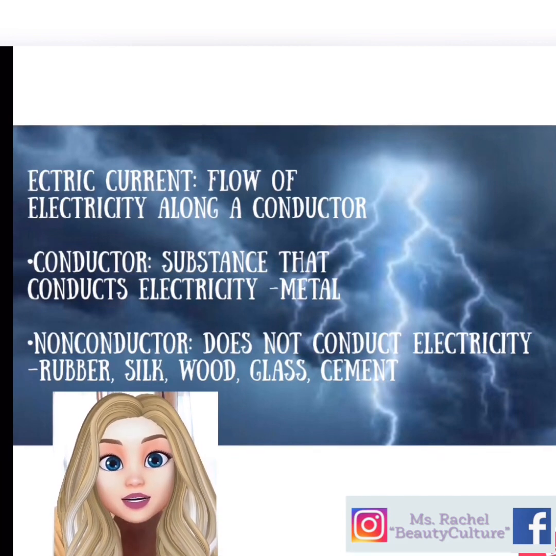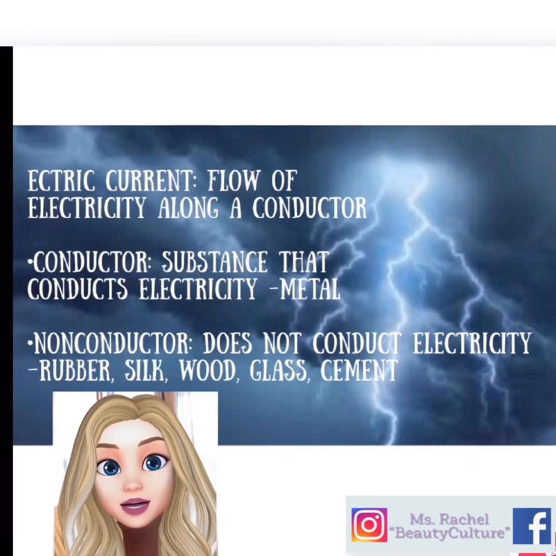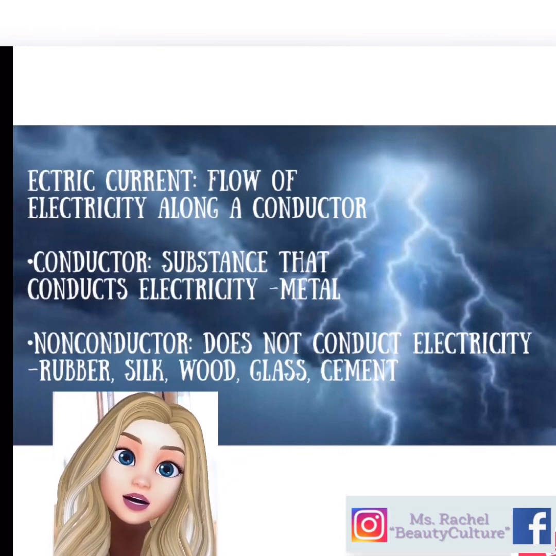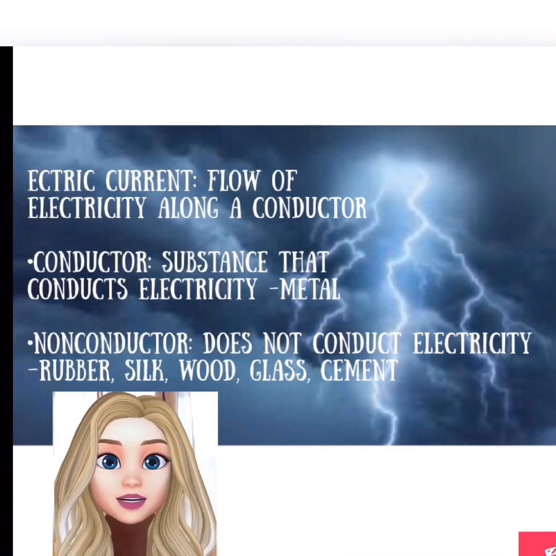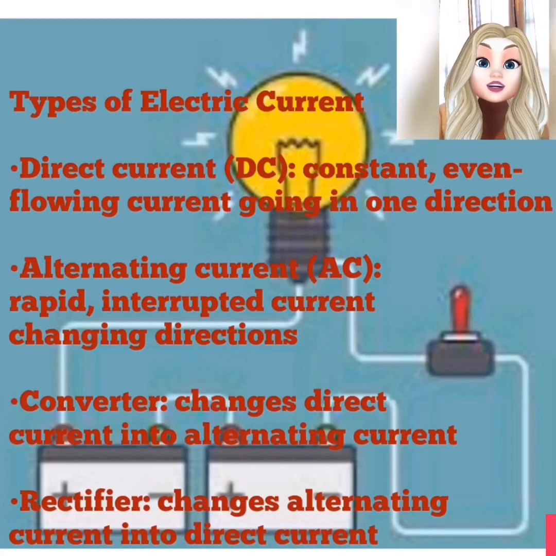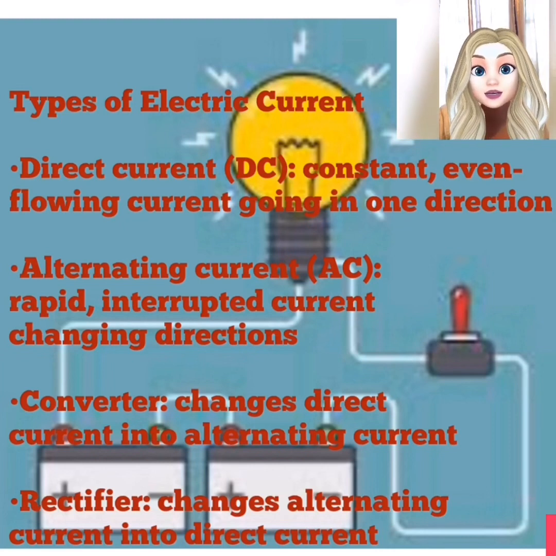Non-conductors are also known as insulators. It is a substance that does not easily transmit electricity, such as rubber, silk, wood, glass, and cement. Those are all good insulators. You have two types of electric currents, direct current and alternating current.